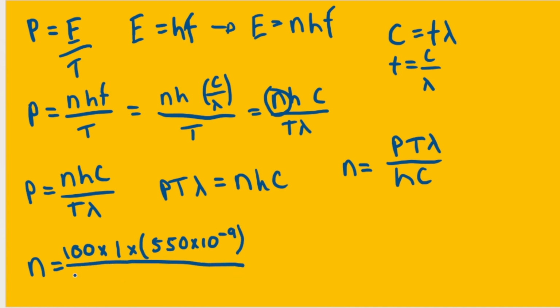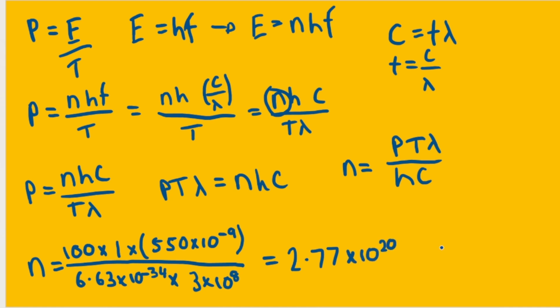Okay, and then times Planck's constant, which is 6.63 times 10 to the minus 34, times by the wave speed. Well, we're working with light here, and we know the speed of light in a vacuum is 3 times 10 to the 8. And if you put that in your calculator, you're going to come out with 2.77 times 10 to the 20 photons per second.